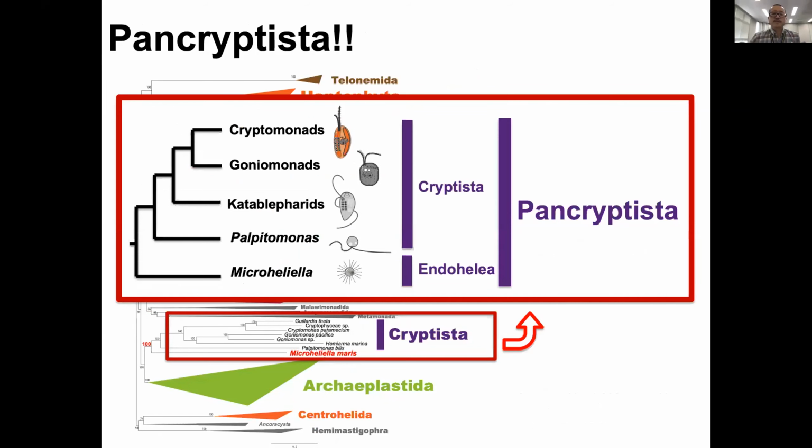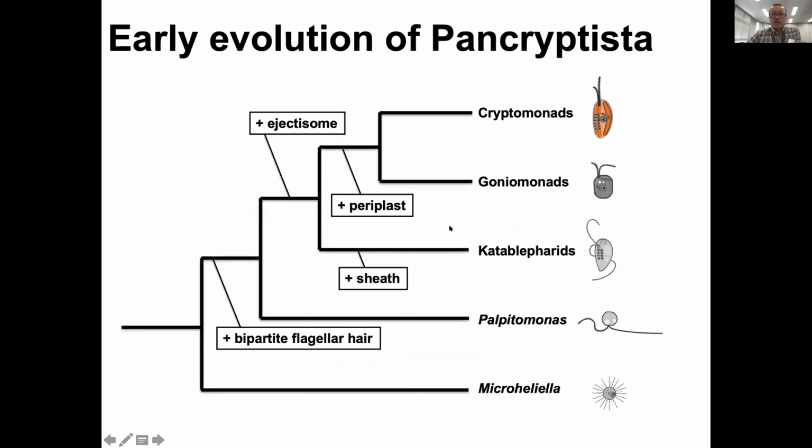So this is my first take-home message. Probably you are already in your home, but this is the first take-home message. So we would like to propose a new clade name, Pan-Cryptista. Pan-Cryptista is composed of Cryptista and Endohelia, like this. This is a new finding. So as I explained, the early evolution of Cryptista is understood well. And now it was shown that Microheliella branched at the base of Cryptista like this.